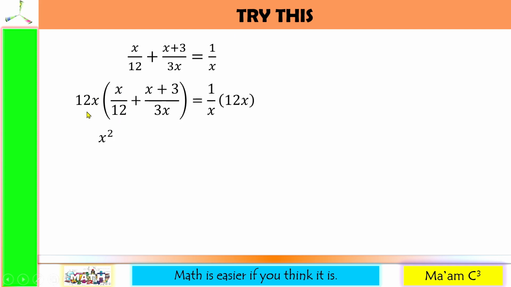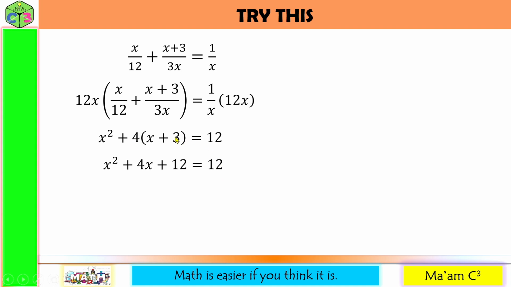And then we have 12x times the second term. x and x will cancel out. 12 divided by 3 is 4. Multiply by the numerator, x plus 3. On this side, x and x will cancel out. 12 times 1 is 12. Let us distribute this one. This will become 4x, and 4 times 3 is 12.